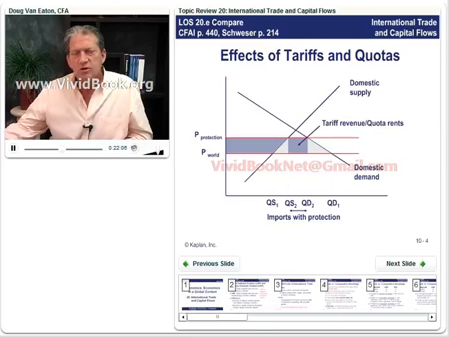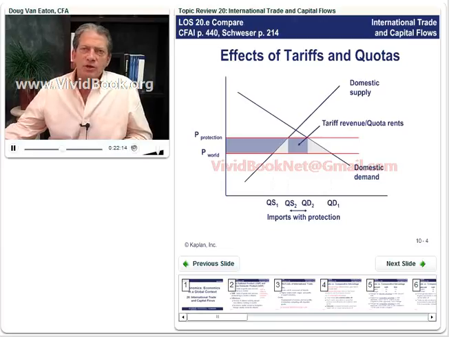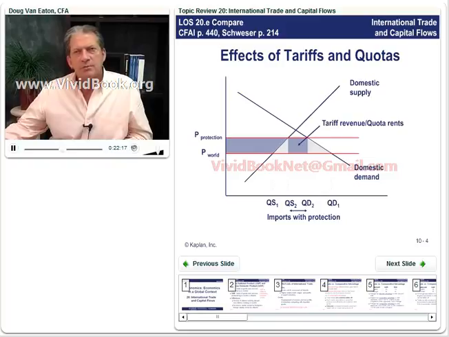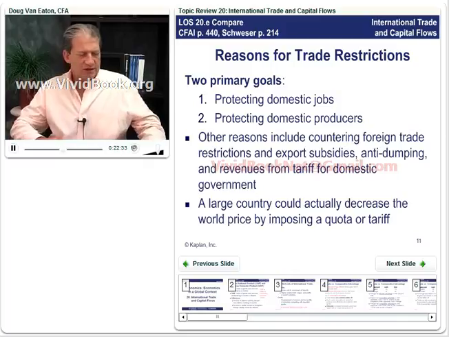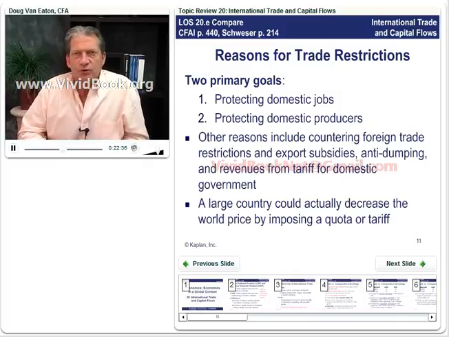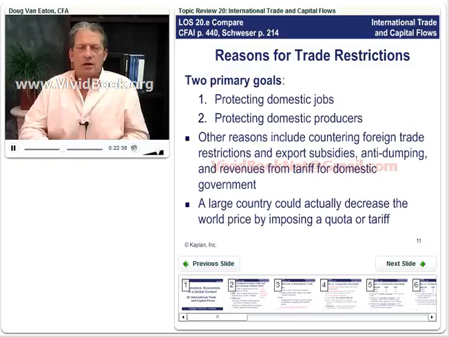Okay, so decrease in consumer surplus domestically, increase in producer surplus that's smaller than that, maybe tariff revenue to the government, or maybe quota rents to those exporters who receive the quota. And in any event, the overall quantity is reduced. The domestic price is increased. So let's look at this in terms of reasons for trade restrictions. Well, just what we've lined up so far: protecting domestic jobs and protecting domestic producers. It's as simple as that.